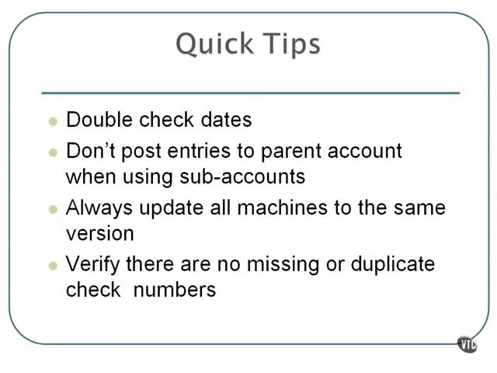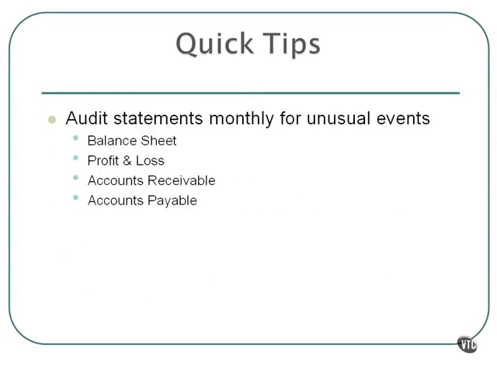Verify too that you have no missing or duplicate check numbers. It's really easy to forget to void something in the background and have that come up on an audit trail. Also, remember your monthly statements. We want to audit each of those looking for unusual events. These include, but are not limited to, the balance sheet, the profit and loss, your accounts receivable, and your accounts payable. Remember not to overcomplicate your books also.